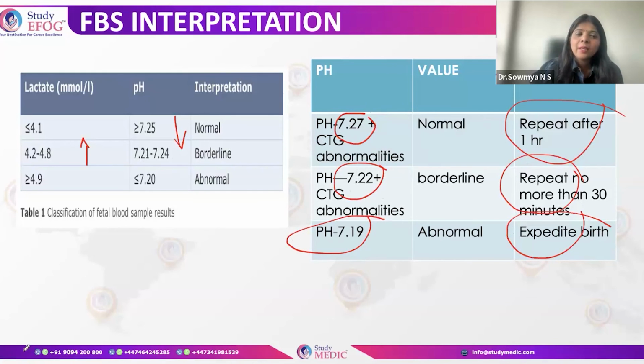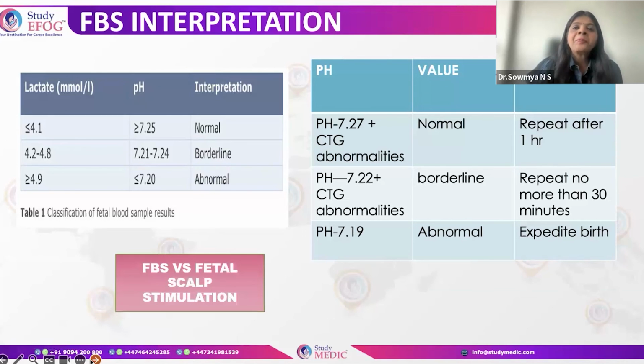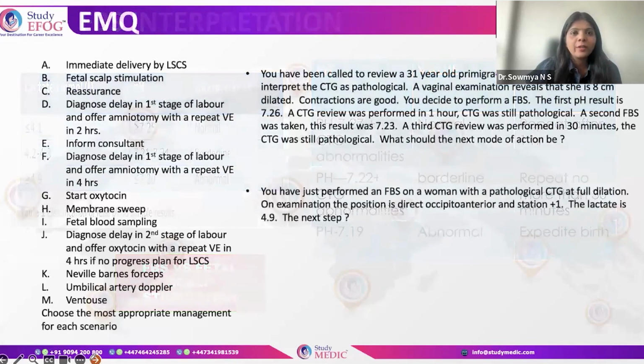Obviously, FBS is not done if there is HIV or Hep B, because the risk of mother to child transmission is more. And if you think either way the baby has to be delivered, then there is no need of doing FBS, like in cord prolapse or abruption. You only do FBS to understand whether you can still continue to monitor the labor. And obviously, the first thing you can do is fetal scalp stimulation, which can show acceleration in the CTG. That means to say that the baby is still okay to go about.